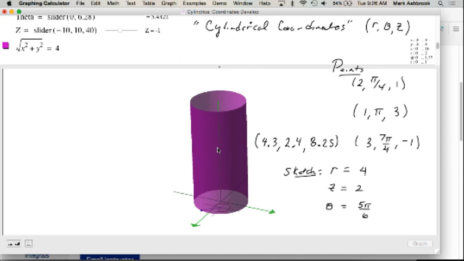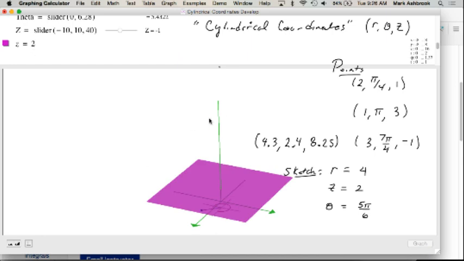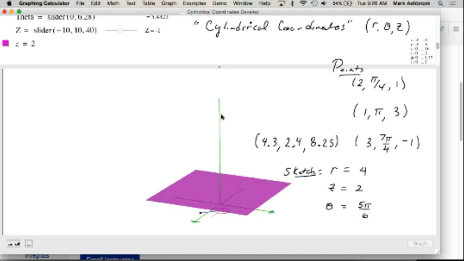Okay, what about z equals 2? So that's easy. How would you describe z equals 2? That's what you should have been thinking, right? Just the horizontal plane. All points in cylindrical coordinates where z equals 2. So it's just going to be all points at a height z equals 2. And then how would you describe theta equals 5 pi over 6?